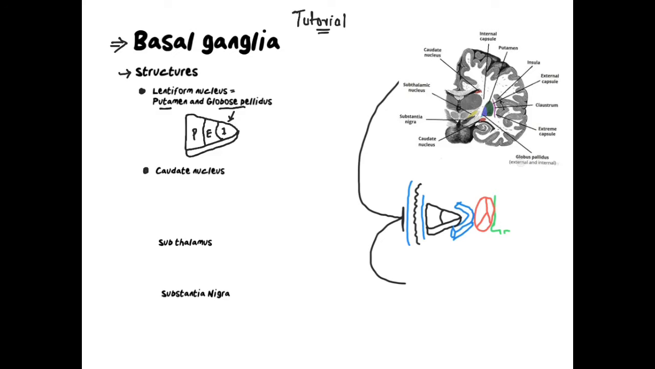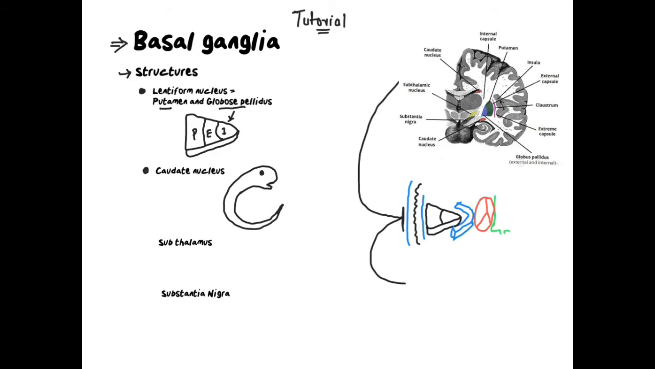So the next one is this nucleus called the caudate nucleus. The caudate nucleus is kind of a C-shaped nucleus. I will draw it here right now. Okay, let's say this is your caudate nucleus. C for caudate, C-shaped nucleus. Okay, so this is the head of the caudate nucleus, right? This is the head of caudate nucleus, and the body, the tail.